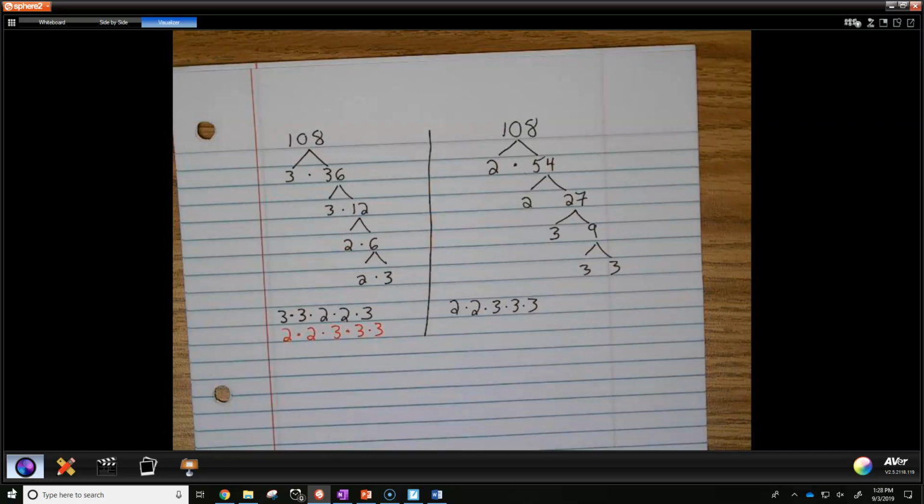Awesome. What is the number 2, 2, 3, 3, 3? What do they all have in common? What are those numbers? They're all prime. They're all prime numbers. What are prime numbers?